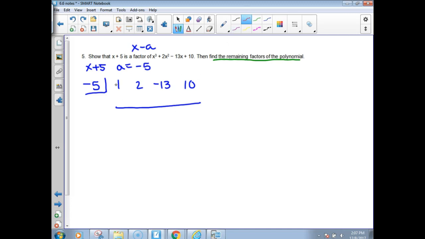Thank you. Drop down the 1, multiply, at least I got the right number there. Vertically add and you get -3. Multiply and you get +15. And then you add vertically and get 2. -5 times 2 is -10. And thankfully we end up with 0 for the remainder. Which means the f of -5 is 0. Which means that this is a point, -5, 0 on the graph, which is a what?